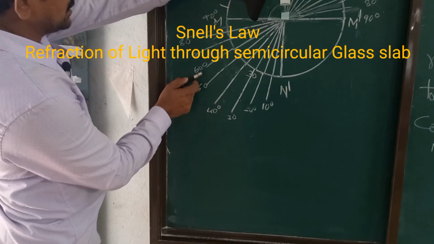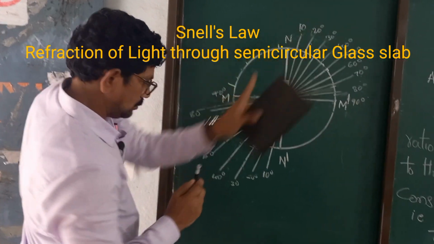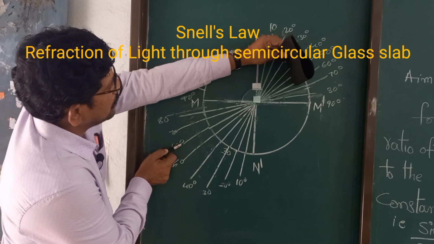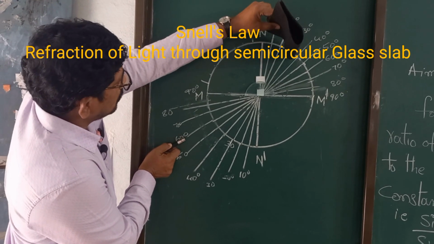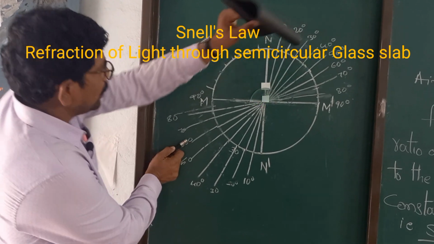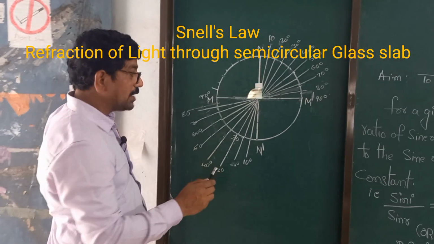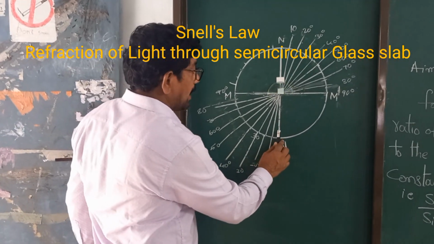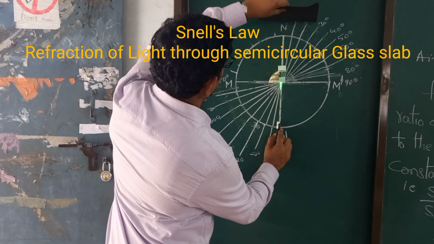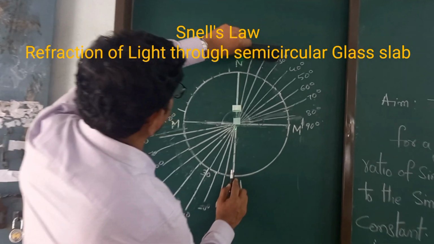Next, for an angle of 60 degrees, observe this. The angle of refraction is about 35 degrees. Now, what is the angle of refraction when the light ray is incident normally? Observe carefully. It is also 90 degrees. Are you clear?